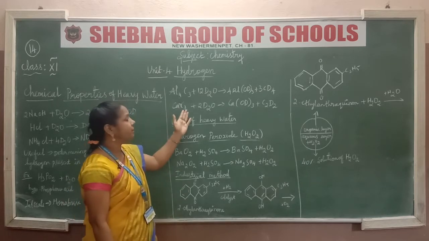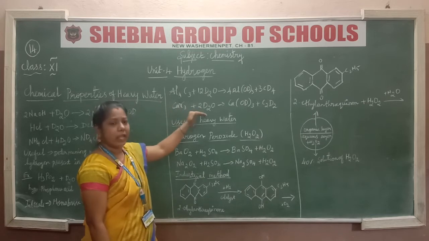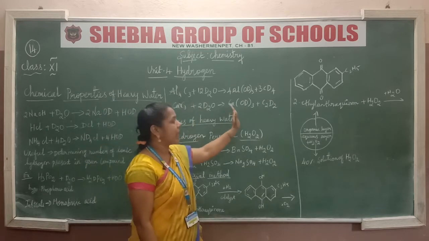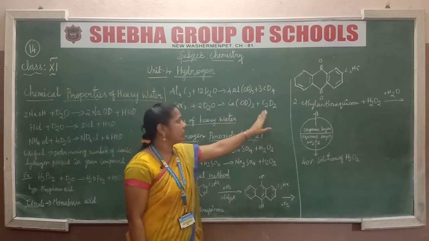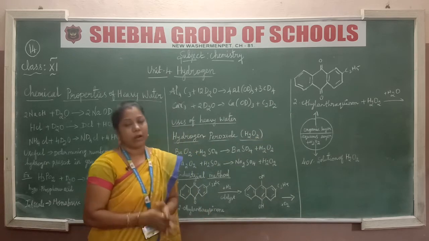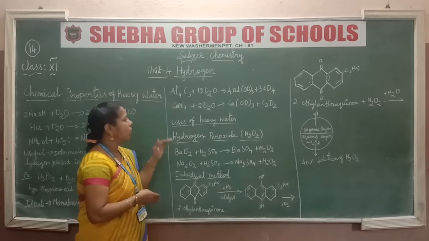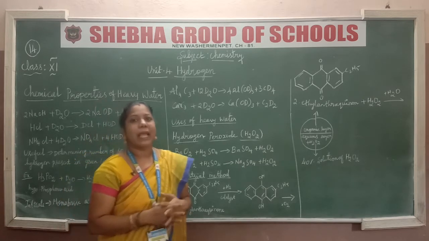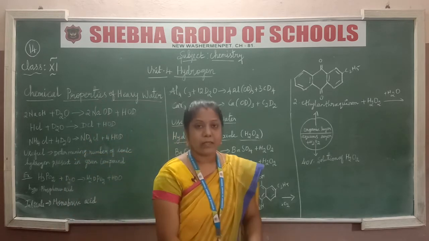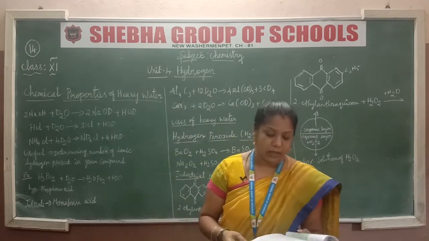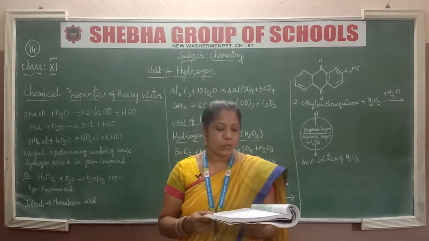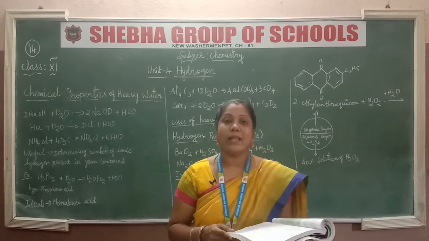For calcium carbide reacting with heavy water, we get calcium oxotrideuterium with C2D2 as the compound. Okay, and these are all the properties. Now move on to the uses of heavy water. So what are the main uses of heavy water? Heavy water is widely used as a moderator in nuclear reactors.